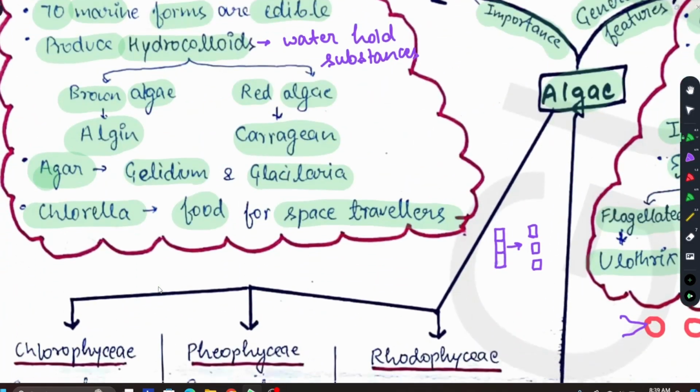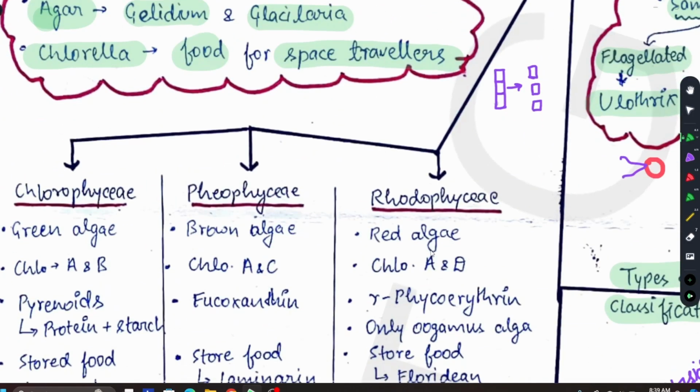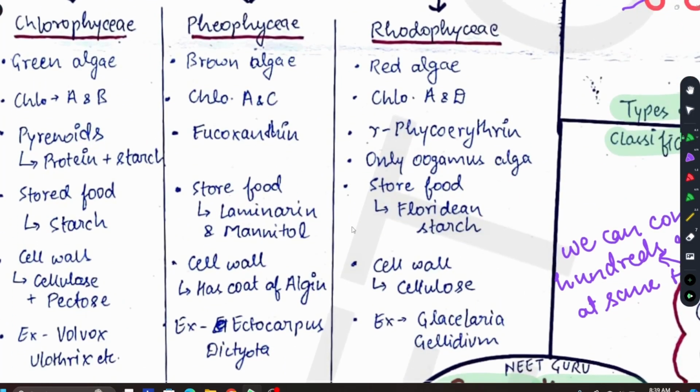Now coming to types of algae. We have to study three different classes of algae: Chlorophyceae, Phaeophyceae, and Rhodophyceae. We are going to study them by comparing one to the other, because when you compare these three algae, you will be able to learn them very easily. Chlorophyceae is called green algae, Phaeophyceae is called brown algae, and Rhodophyceae is called red algae. So if we compare, we will learn very easily.